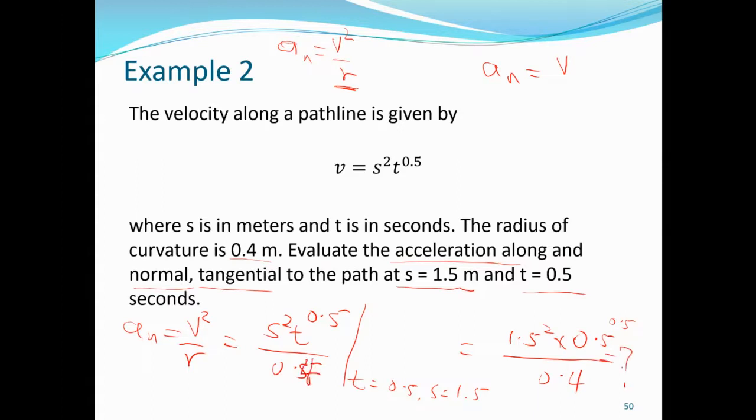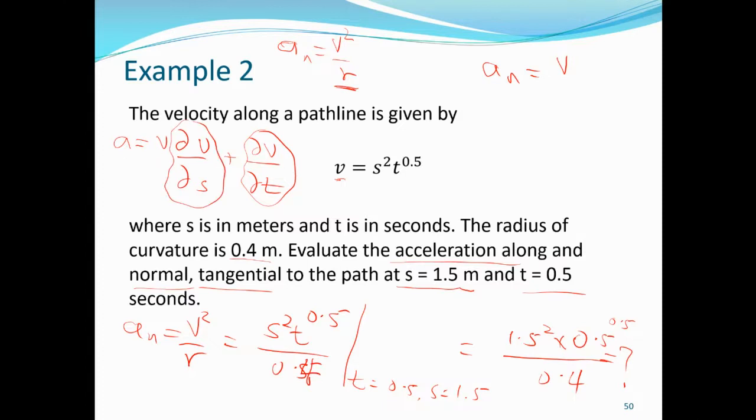And whatever we get here will be the normal acceleration. But for the tangential acceleration, which is v del v del s plus del v del t, we need to differentiate this with respect to time, differentiate it with respect to s, and then substitute in here.